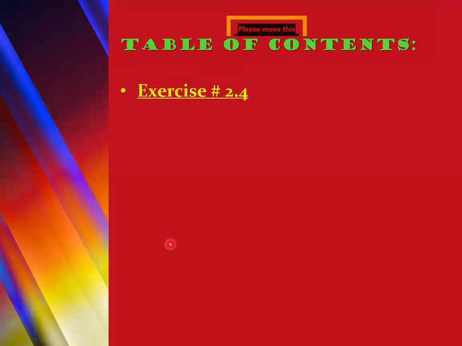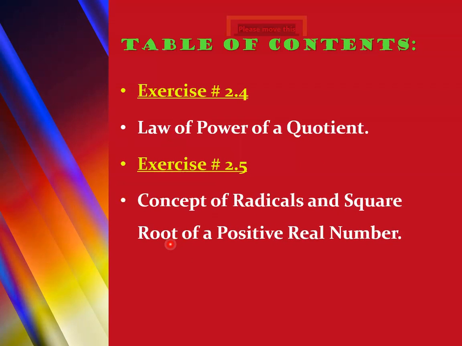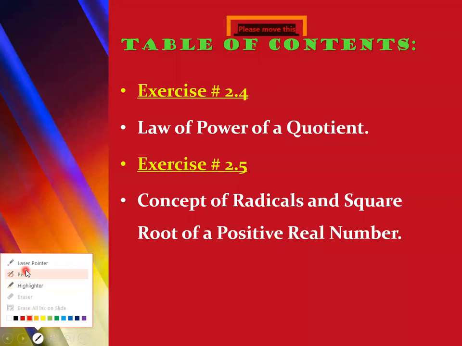Number one, we are going to give a small review of exercise number 2.4 that we have already discussed, and the topic from exercise 2.4 is the law of power of a quotient. Then we are going to start the new exercise from chapter number 2, that is exercise number 2.5. The topic from this exercise is the concept of radicals and square root of a positive real number. So these are the topics that we are going to cover today.